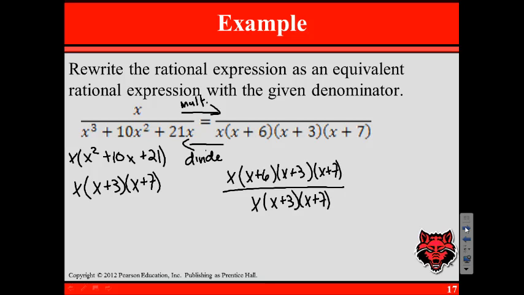Now we can cancel common factors. We have a common factor of x plus 7, of x plus 3, and of x, and we're only left with x plus 6. So in the numerator, we will multiply by x plus 6. That will just give us x times x plus 6. So now we have a new numerator and a new fraction.